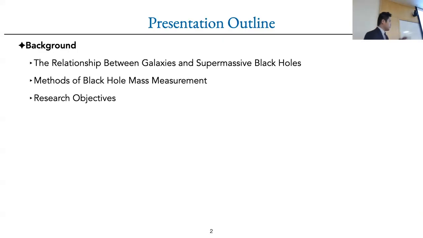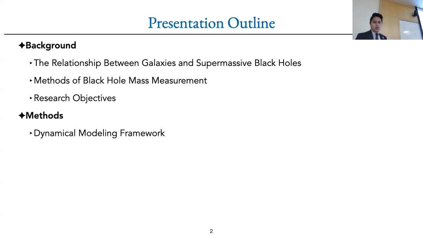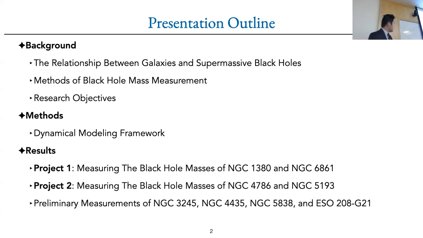So to start, let's just give a brief outline as to where we're going to go. I'm going to start by talking a bit about the relationship between galaxies and supermassive black holes. I'll talk about different ways of how their masses are measured, and then I'll talk about the PhD research objectives that I had when I started this work. I'll go into the actual framework itself, give some details as to what goes into it, how it does what it does in making the mass measurements, and then I'll go through a few of the projects that I've worked on over the years on making mass measurements in different systems, and then I'll conclude.